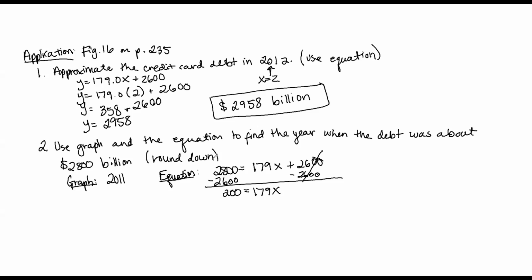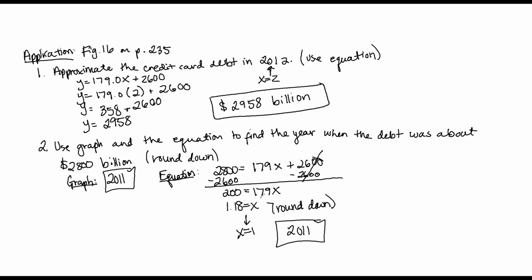It says to round down. So what we do actually get is 1.18. But since they tell us to round down, we're going to round down to the nearest whole number. This rounds down to x equals 1, which if you remember, 1 represents 2011. So we do get the same thing. This one is a lot more accurate, but since we're talking about years, we don't really talk about 2011.18, so we're just going to leave it as 2011.